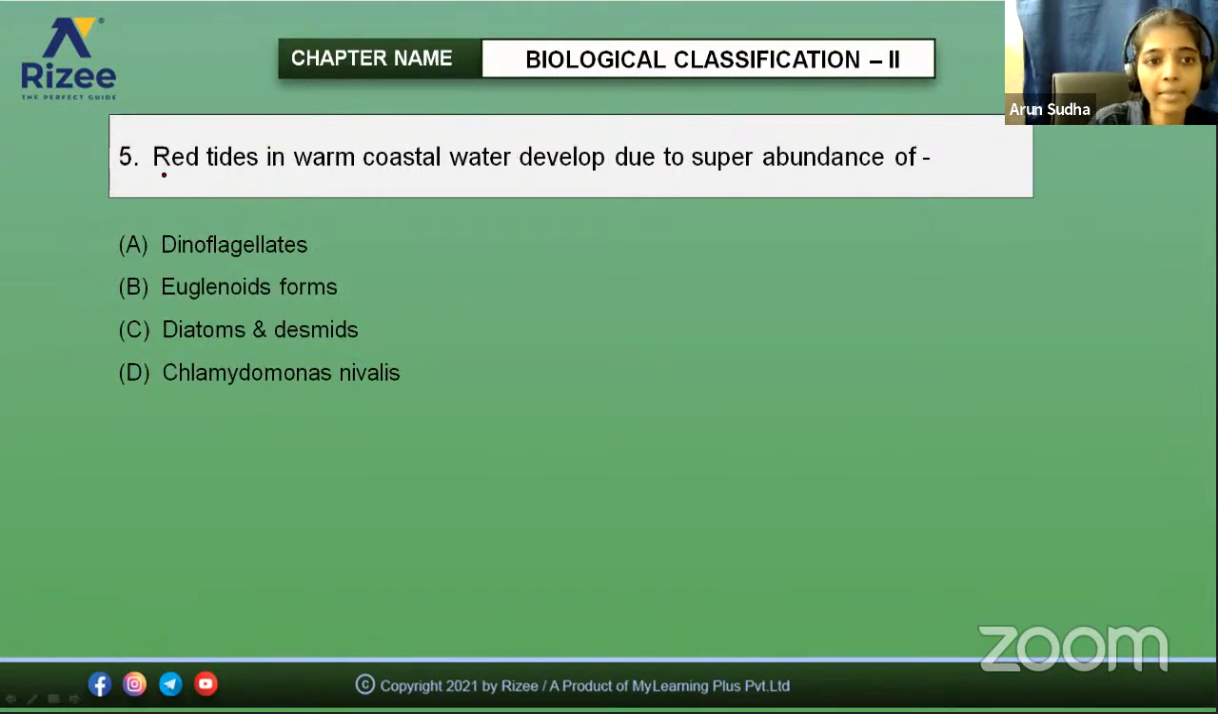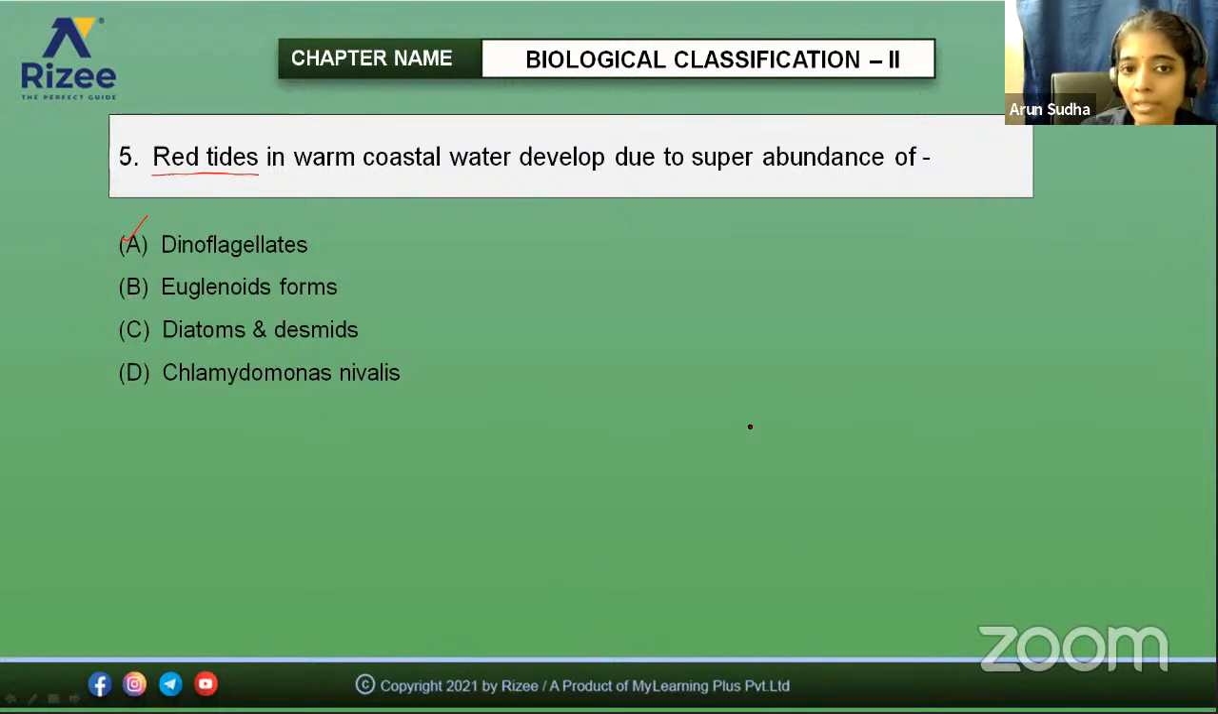Next question, red tides. It is an important factor. Red tides in warm coastal water develop due to superabundance of what? So why are the red tides formed? It is option A. Yeah, correct. Good. I hope everyone is clear with this. Red tides in warm coastal water develop due to superabundance of Dinoflagellates. It is not due to Euglenoids, diatoms or desmids, and not due to Chlamydomonas nivalis.